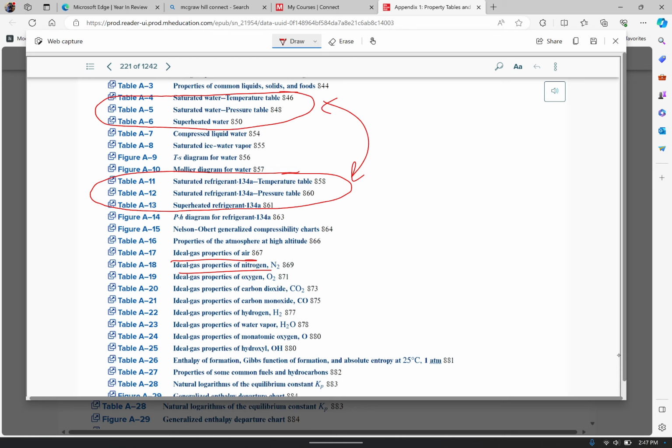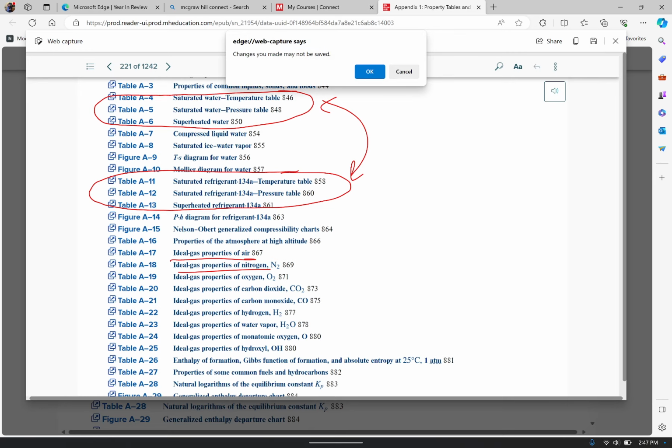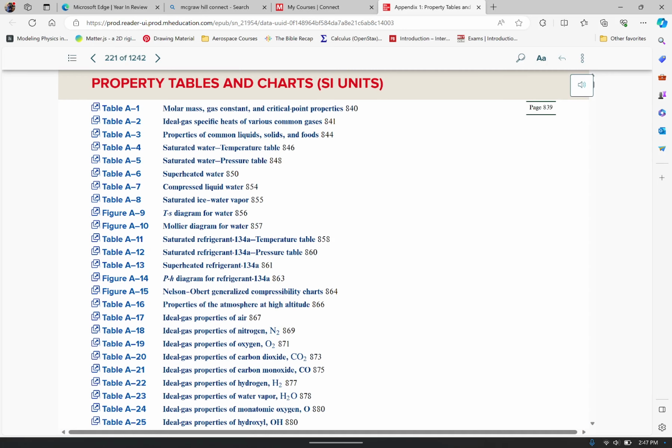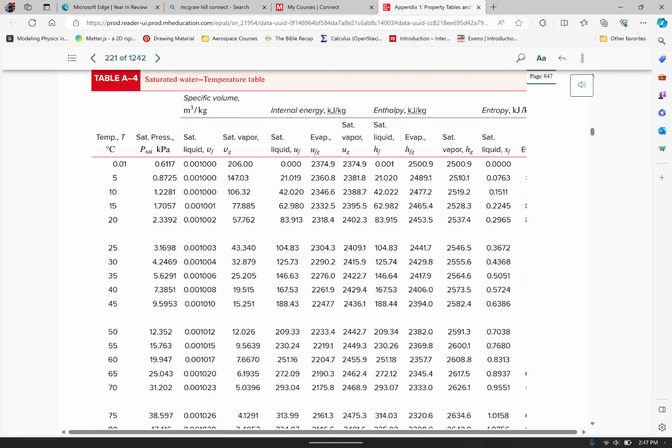Okay, now when I get there, what am I going to see? Well, first I'll show off the saturated water table, and then I'll do the ideal gas properties of air table. We'll do two of them. So I'm going to go to the saturated water temperature table. Now, when I go to the saturated water temperature table, what I'm going to see is, first off, it's giving me data as a function of temperature.